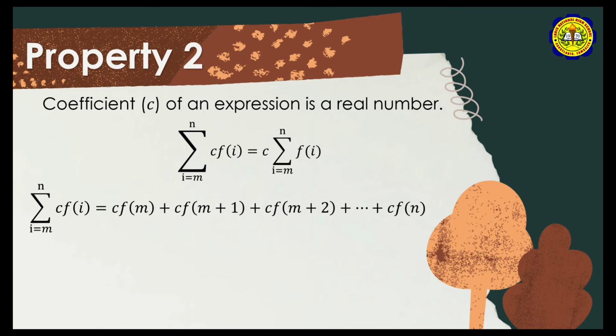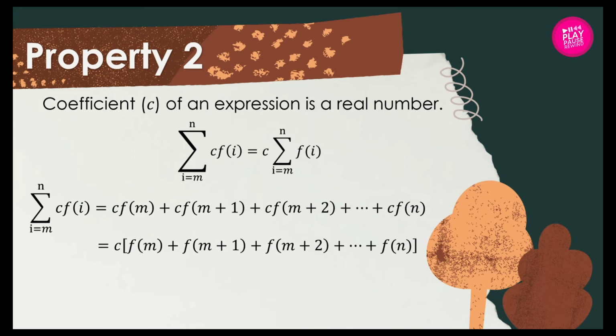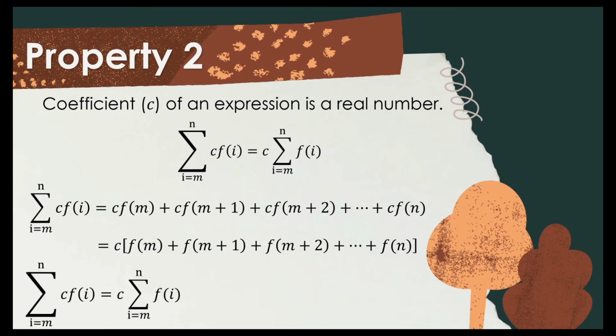Observe that c is a common factor in all the terms of the expression. Thus, we factor out c, which is equal to c times [f of m + f of m + 1 + f of m + 2 + up to + f of n]. Therefore, the summation of c times f of i from i = m to n is equal to c times the summation of f of i from i = m to n.